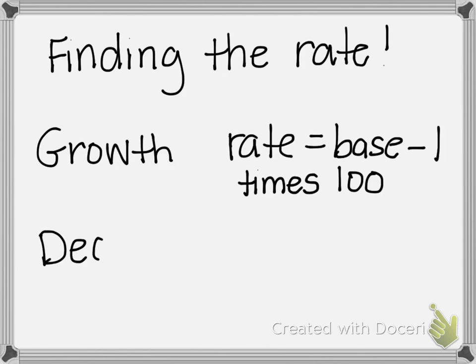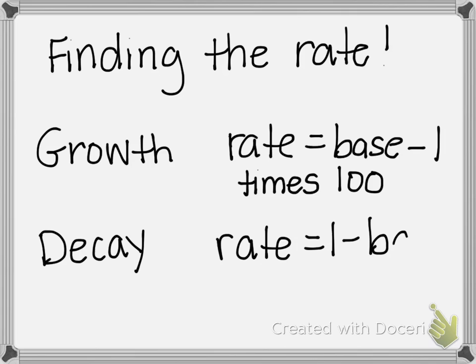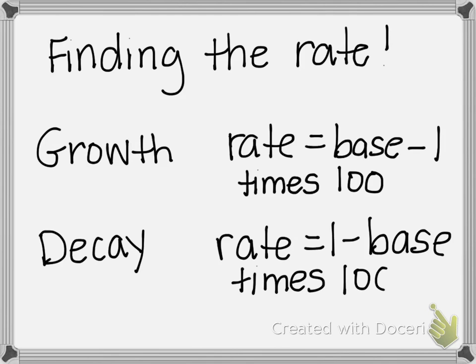Alright, if we want to do decay, and we want to find our rate, then we're going to do 1 minus the base, because if it's decay, the base is less than 1, and then we're also going to multiply it by 100. So just keep that in mind.